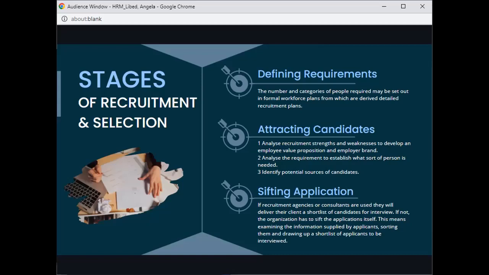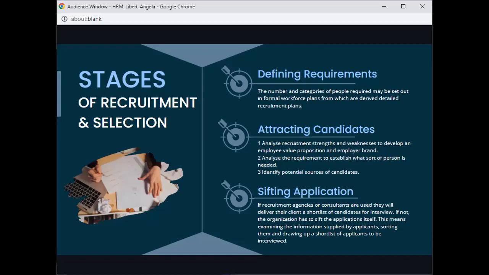So, an example here of overstating requirements. Their qualification should be attached to the role. So, next stage is attracting candidates.